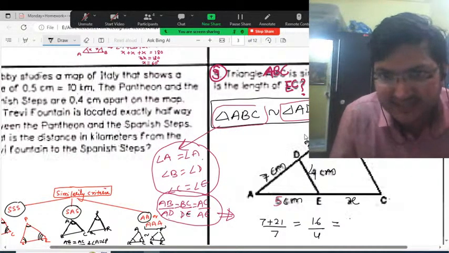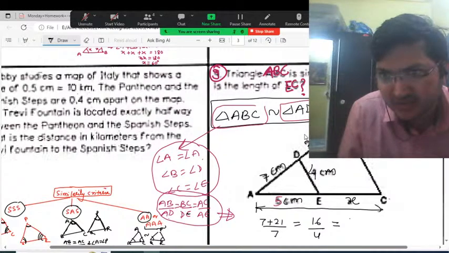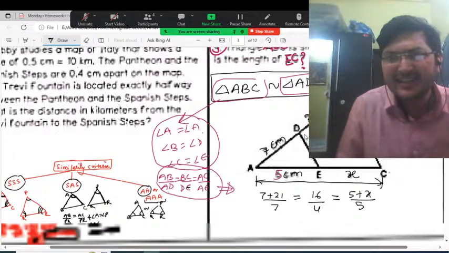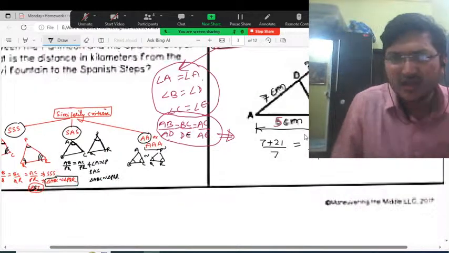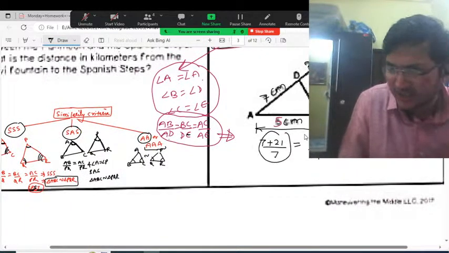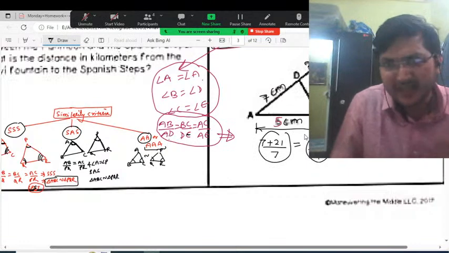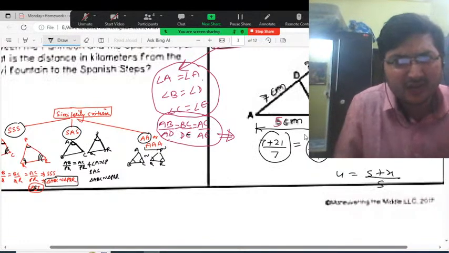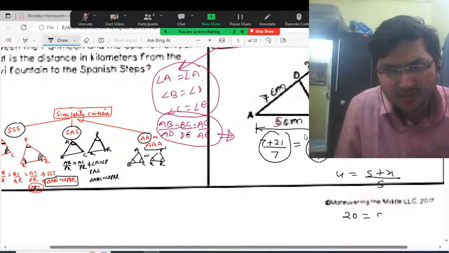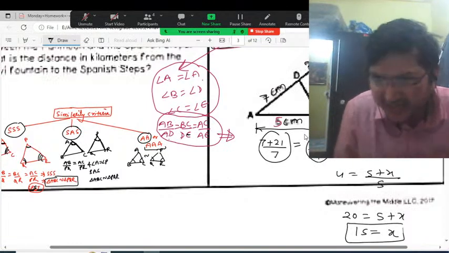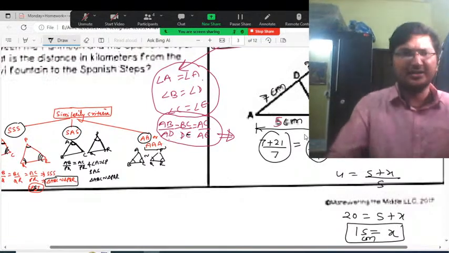Can you tell me the value of AC that we used? AC means 5 plus x and AE means 5. Now you can take these two equal. Actually 28 over 7 is also 4 and 16 over 4 is also 4. You can equate this with 4 only. And finally you get 20 equal to 5 plus x. You subtract 5 from both sides. You will be able to get your x, which is 15 centimeters.